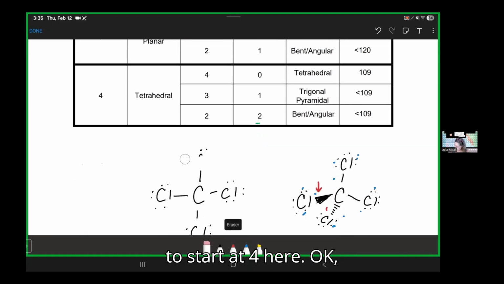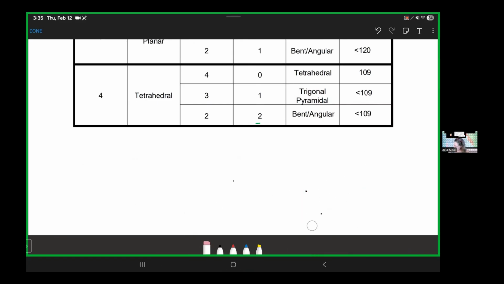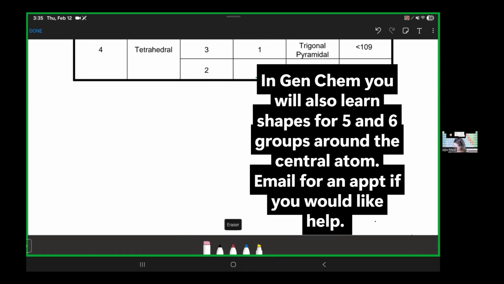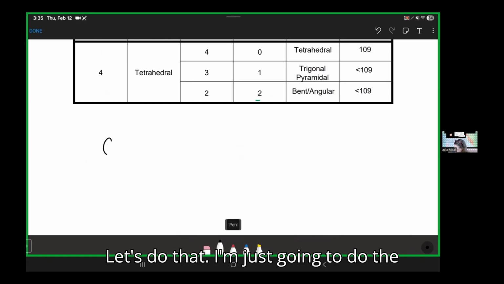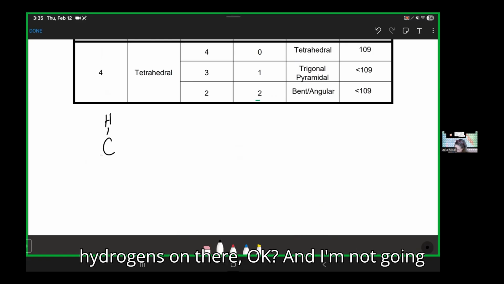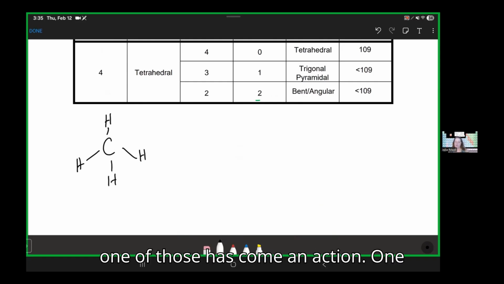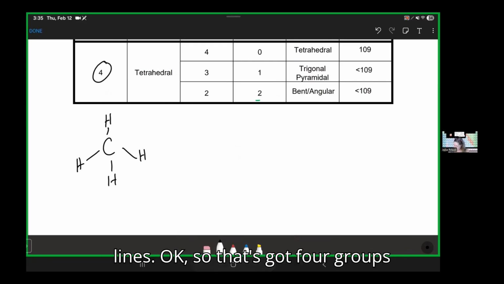Okay, so let me erase those. If I'm starting with the 4 here, I'm just going to do the hydrogens on there, and I'm not going to draw the dots. One of those is coming at you and one of those is going away from you. I'm not going to draw the wedge and the lines. So that's got 4 groups around it.